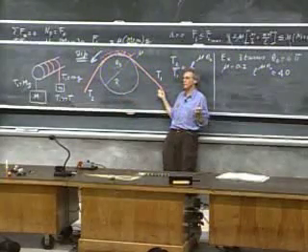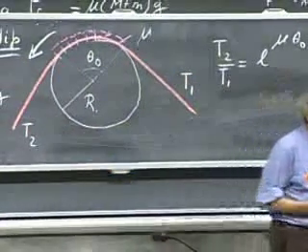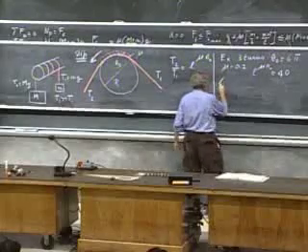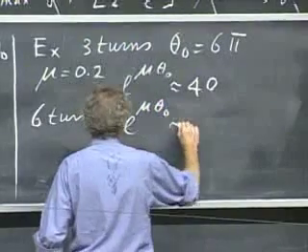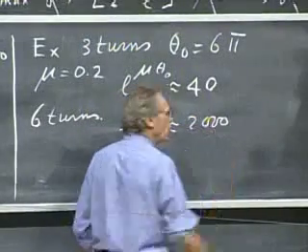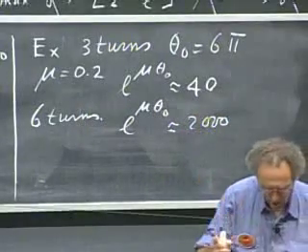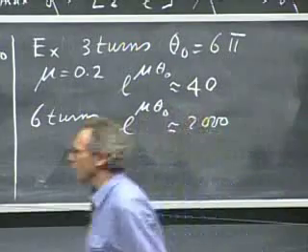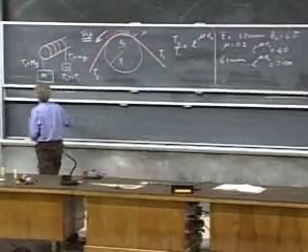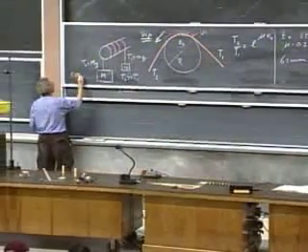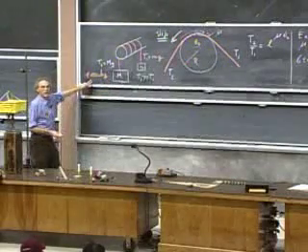I can hold this in my hand and counter, if you want to think of it that way, a force on this side which is 40 times larger. But if I take 6 turns, then e to the power mu theta 0 will be about 2,000. 2,000. So now I can really control an elephant. Imagine now that I have here an object, capital M, which would be 5,000 kilograms. Make it 10,000 kilograms. That's what I'm hanging here.